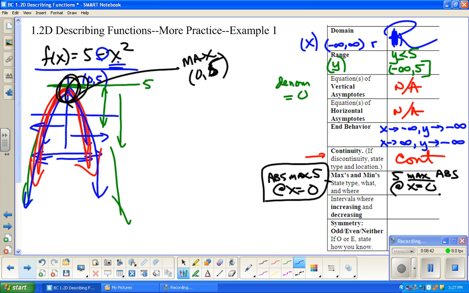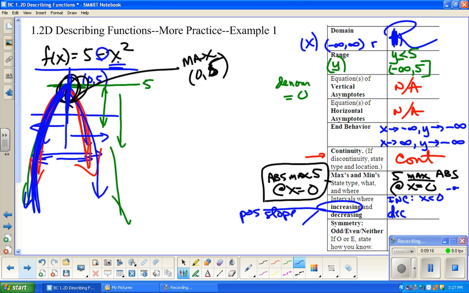Okay, so it is a max. Its type is absolute, and what is it? It's 5. And where is it? At x equals 0. Okay. Intervals where increasing and decreasing. Increasing, remember, means positive slope. As you're going from left to right, it's got to be going up. Okay. Well, that's here. So that's increasing. Okay, well, where is it increasing? For what x values? Okay, so it's increasing, decreasing. It's increasing for all of the x's less than 0. Or if you want to say negative infinity to 0, you can. That's really kind of yucky the way I wrote that, sorry.